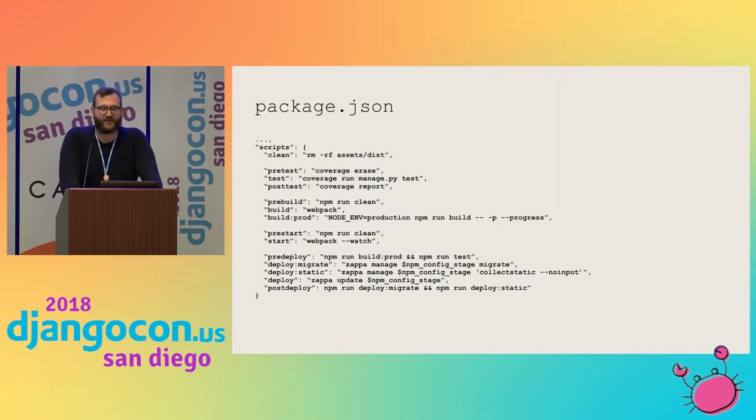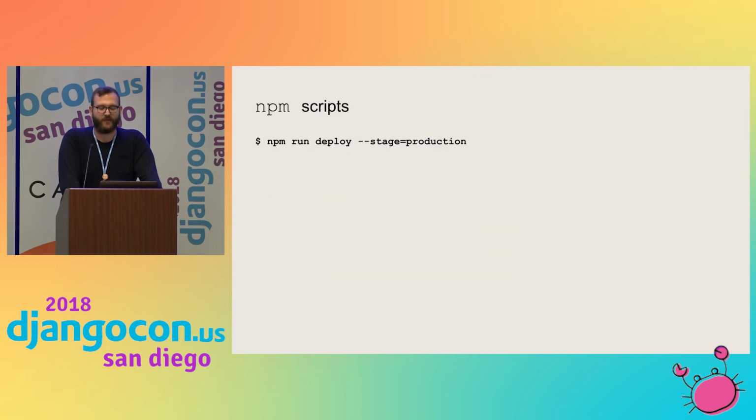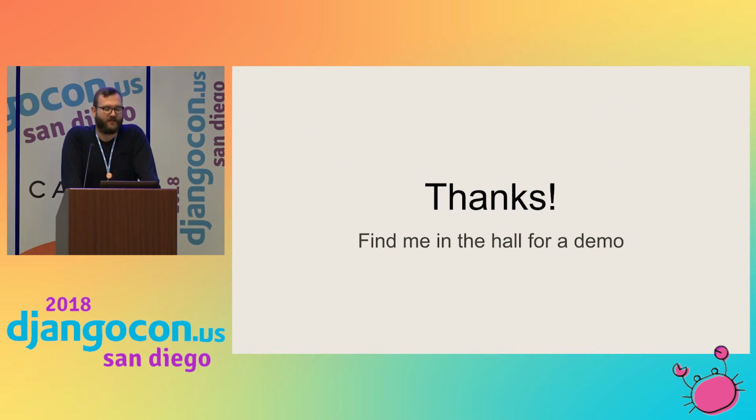And what it essentially allows me to do is deploy my Django application by just running npm run deploy --stage=production. So that's basically all I have. And if you'd like to, like I said, see more of this or talk about anything specific or see a live demo, I'm happy to do that.